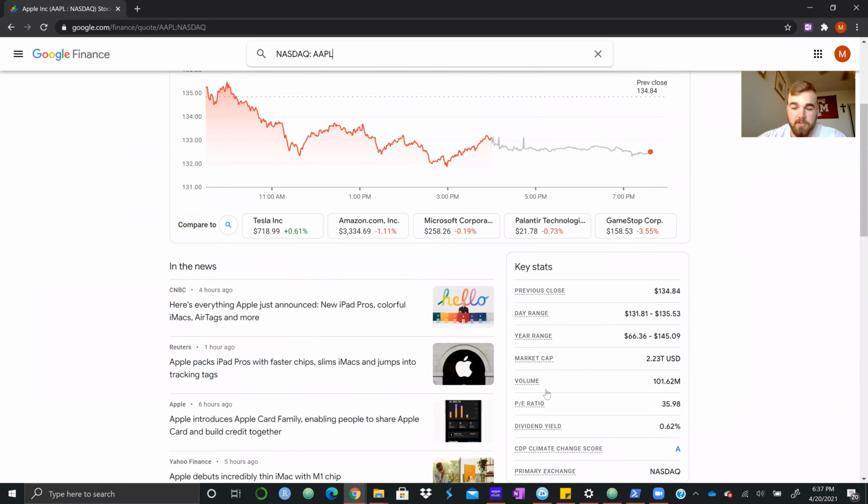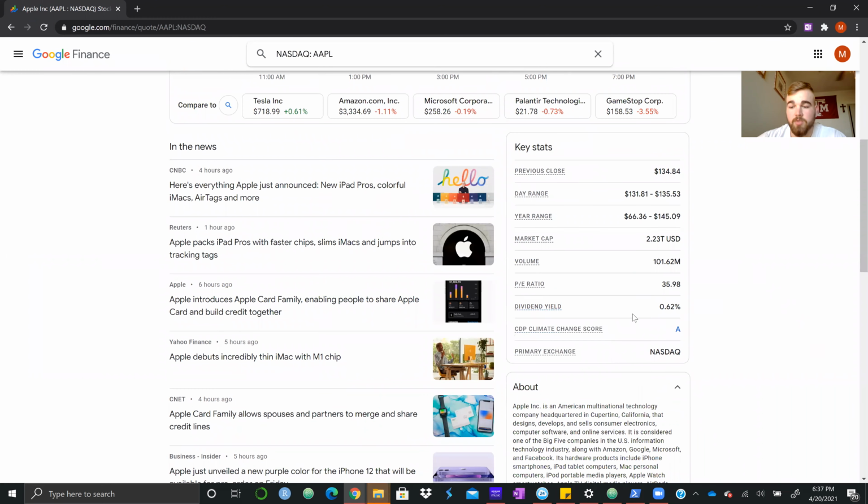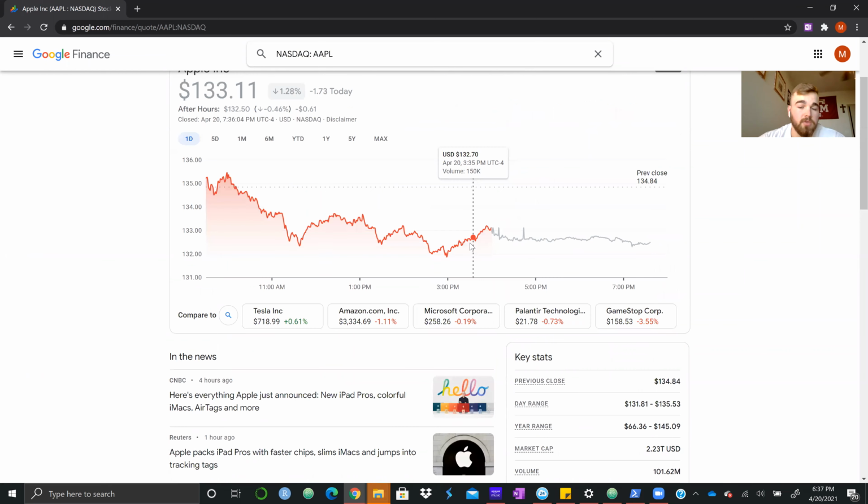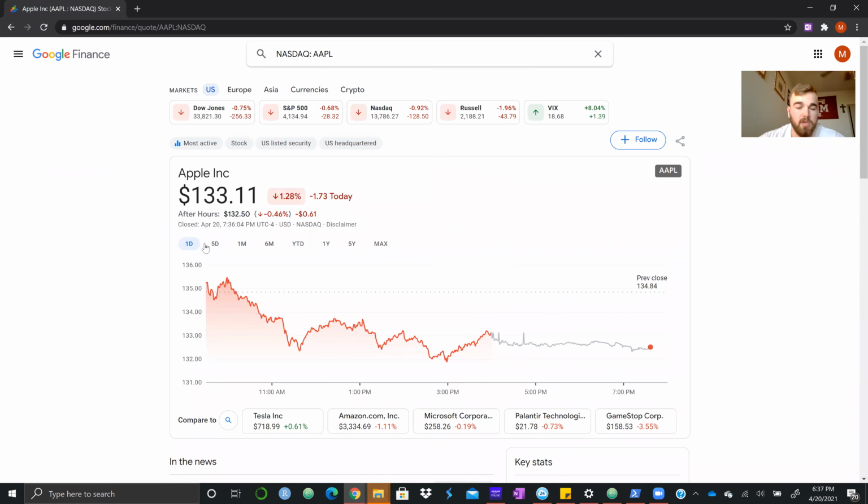And this is an important one here, the dividend yield. And that's how much money you're going to get paid just for holding on to the stock. And so that's important as well. It usually gets paid out either quarterly or annually.